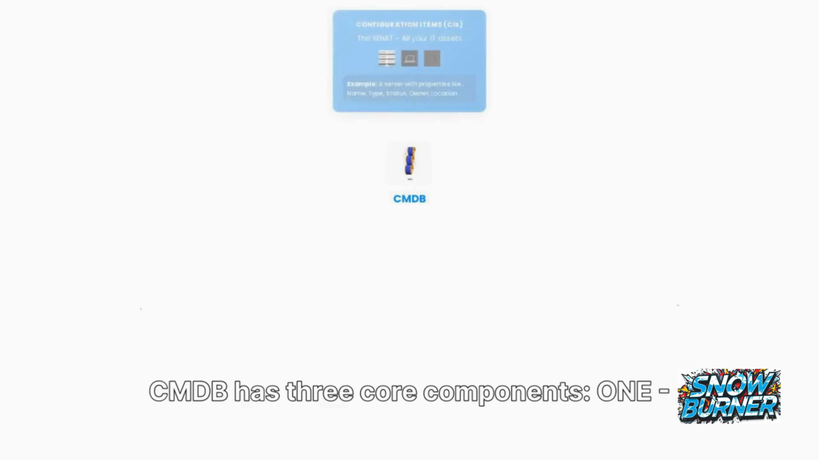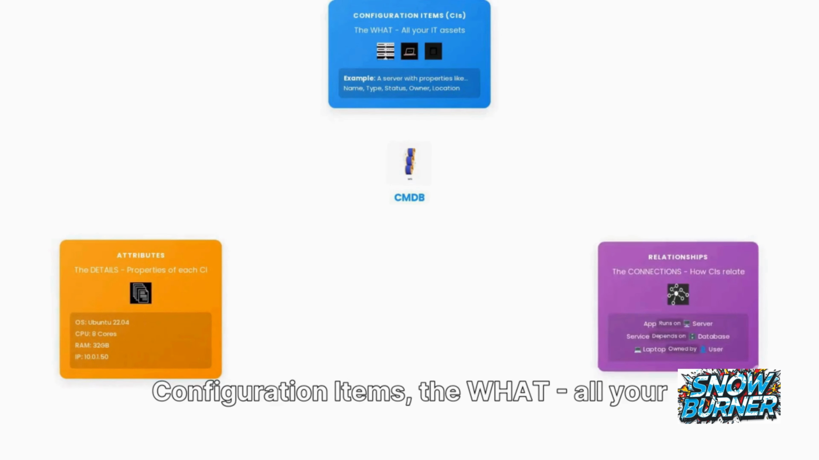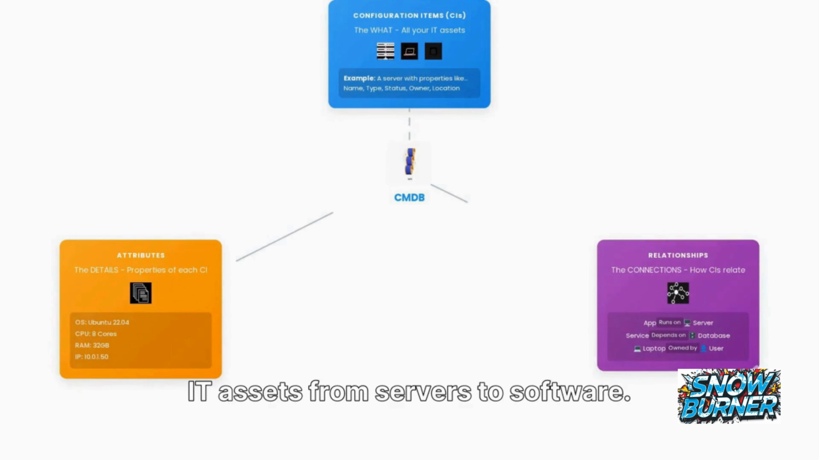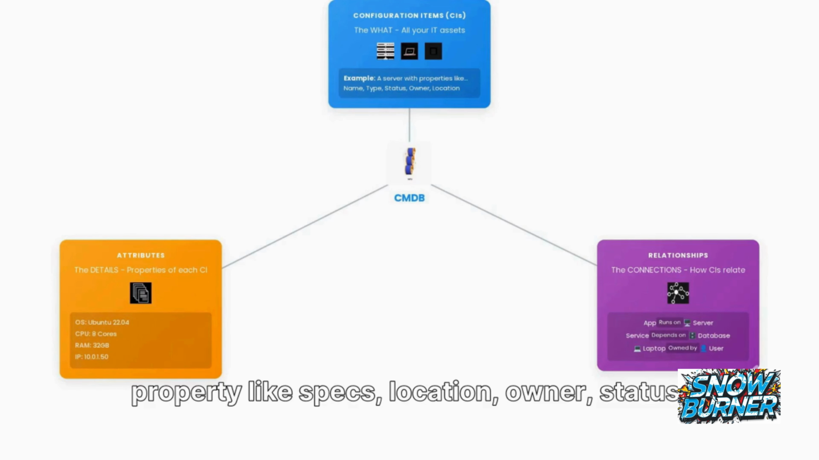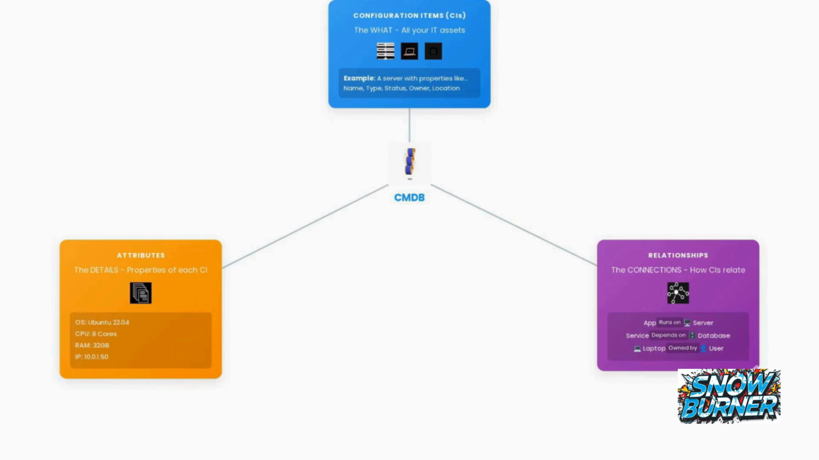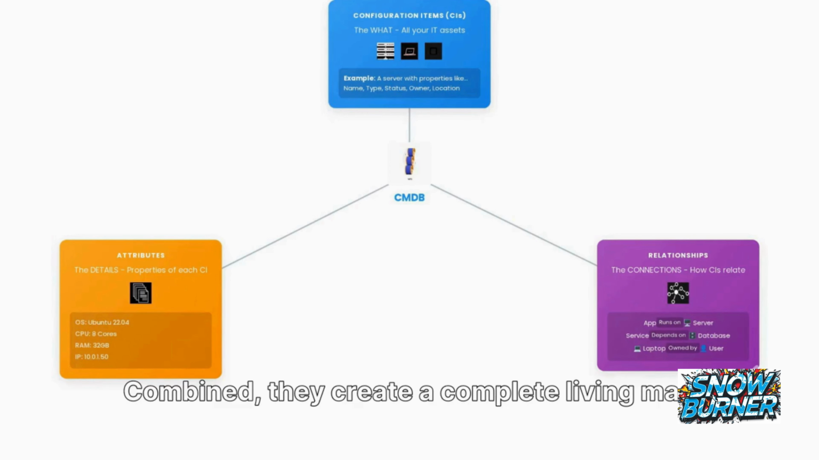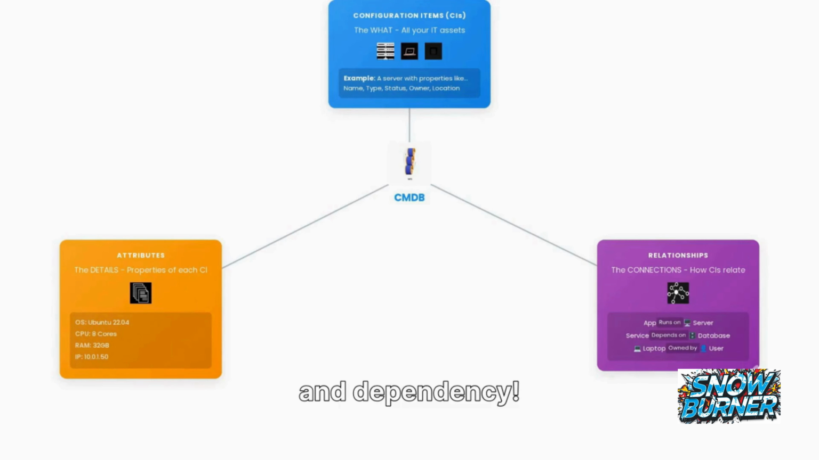CMDB has 3 core components. 1. Configuration items, the what, all your IT assets from servers to software. 2. Attributes, the details, every property like specs, location, owner, status. 3. Relationships, the connections, how everything links together. Combined, they create a complete living map of your IT infrastructure with every detail and dependency.